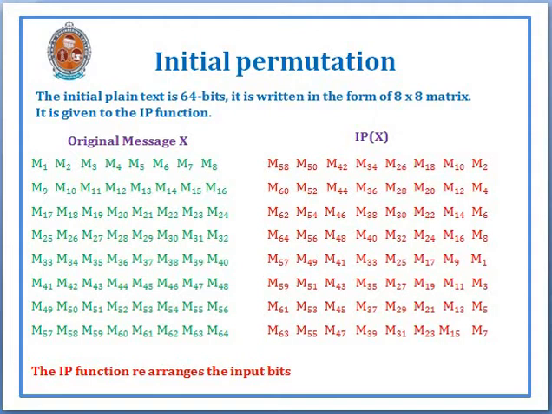Now these are the internals of the DES algorithm. First, the initial permutation function. The initial permutation function is the first function. The initial plaintext is 64 bits. It is written in the form of 8 by 8 matrix and it is given as input to the IP function. On the left hand side of the screen we have the original message written in the form of 8 by 8 matrix. This message will be rearranged as a part of the IP function. The output of the IP function is as shown in the right side of the screen. The IP function simply rearranges the given input bits.